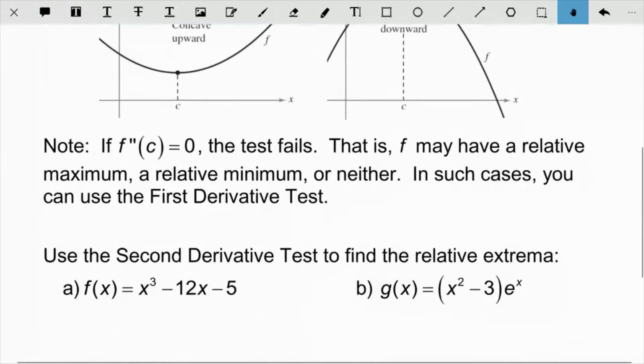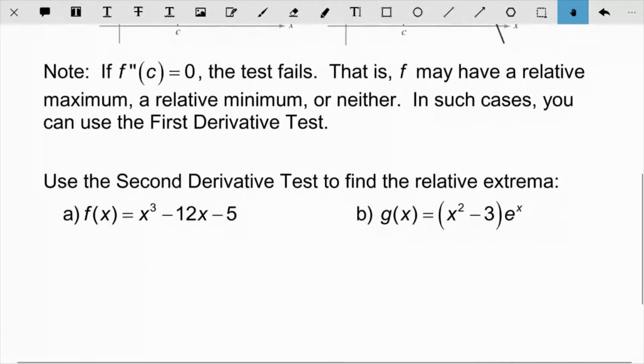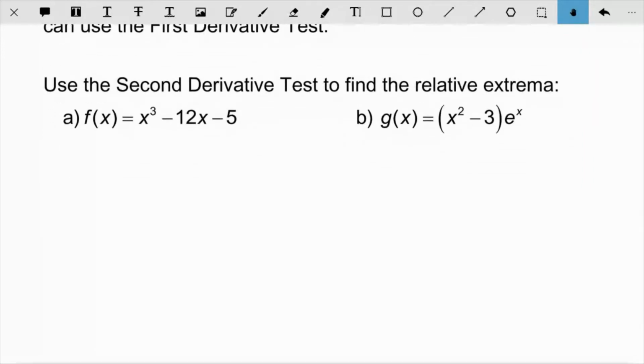So you're just thinking about, is the graph opening up or is the graph opening down based on that second derivative? Now, if we get a point where the second derivative is 0, then that means this test isn't going to give us any information, and we would have to use a different test, like, for example, the first derivative test. All right, so let's go through an example here, and then I'll have you try one of these.